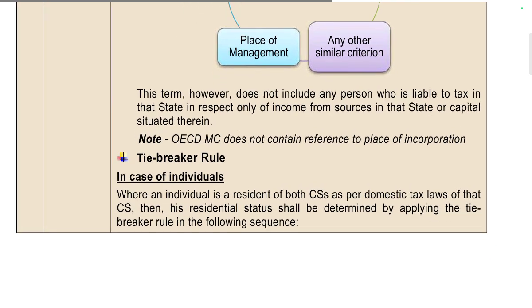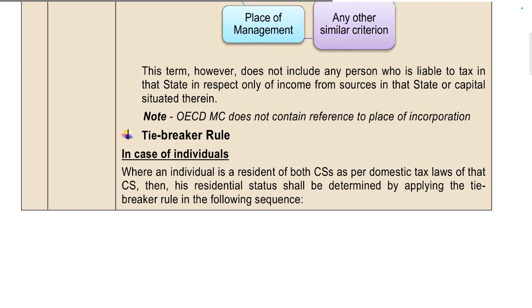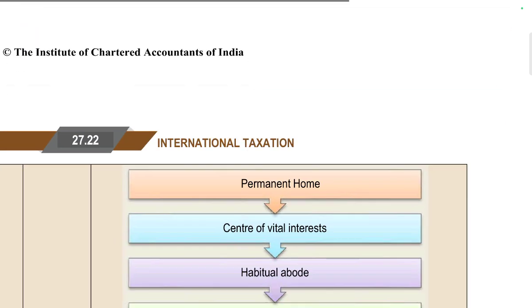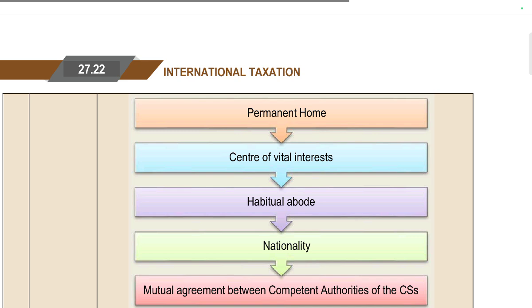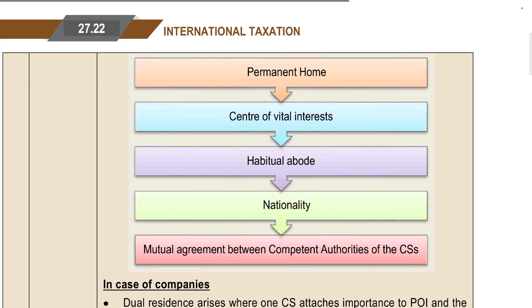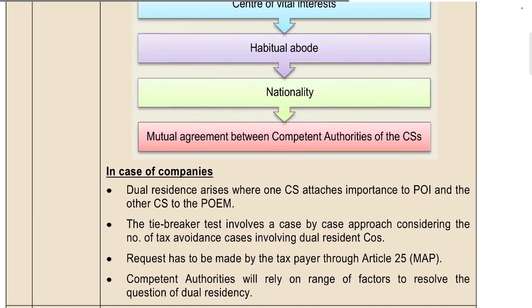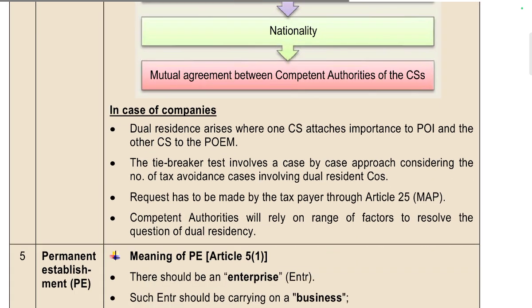Tiebreaker rule. In the case of an individual, where the individual is a resident of both contracting states as per the domestic tax laws of the contracting states, the resident status will be determined by applying the tiebreaker rule in the following sequence: permanent home, center of vital interests, habitual abode, nationality, and mutual agreement between the contracting states.